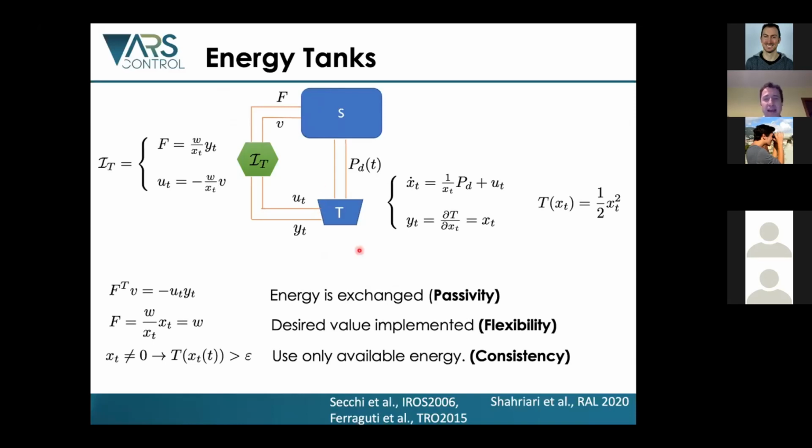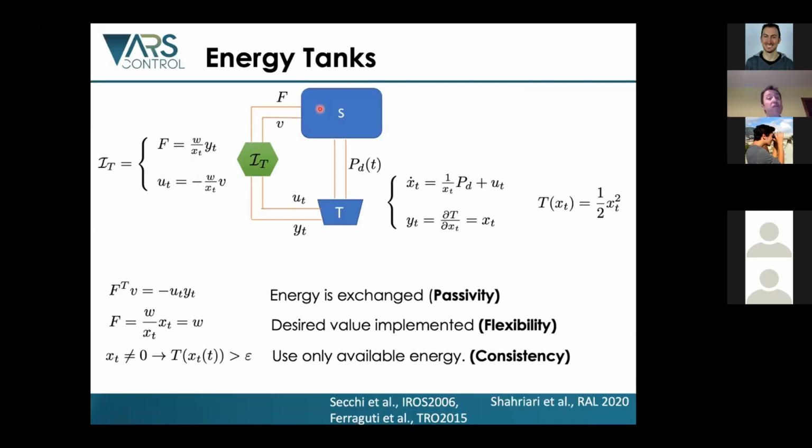So I'm not proving anything here, just the intuition, okay? I store the dissipated power, and I use that power and feed it back to the system. So there's no energy production, so it should be intuitive that the system is passive. Thanks to this interconnection, I can always implement the desired value by setting F equal to W, and W is a parameter of the interconnection. So I can tune the interconnection in order to implement the desired force, in this case, on the system.